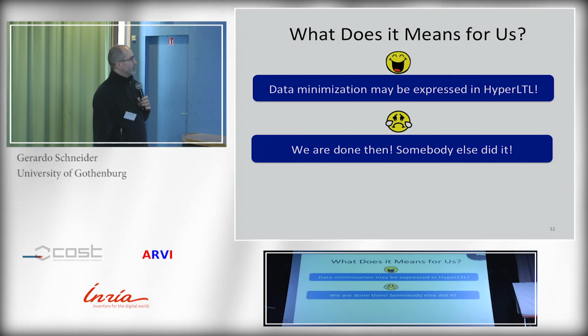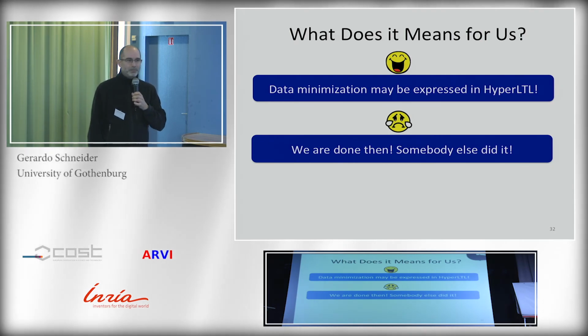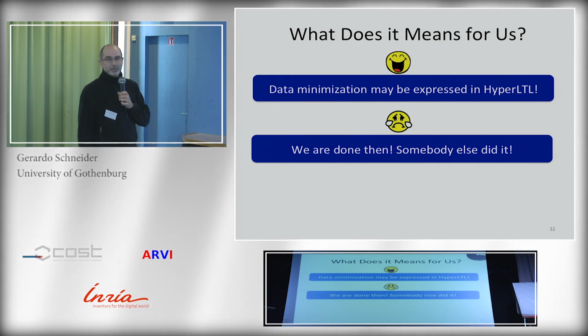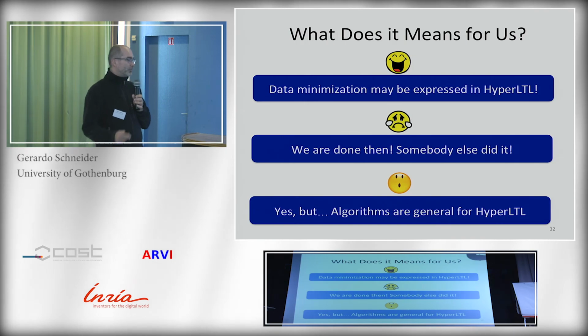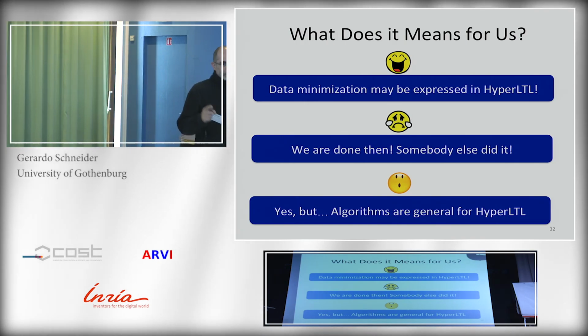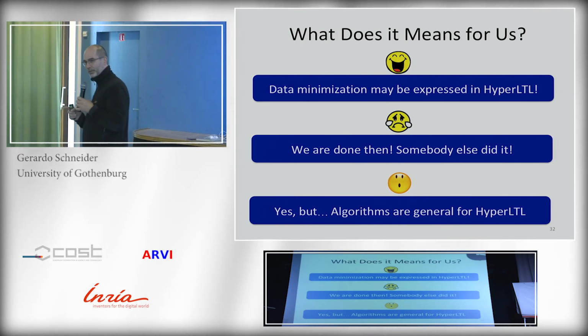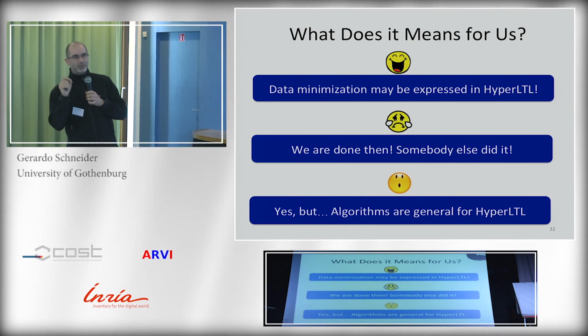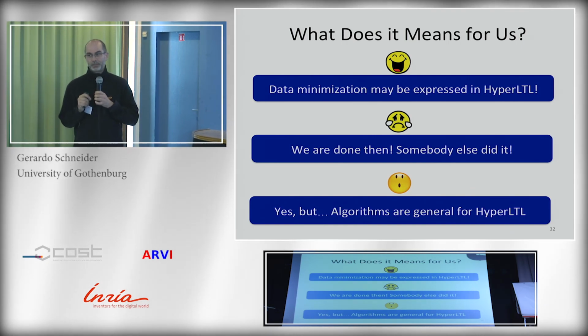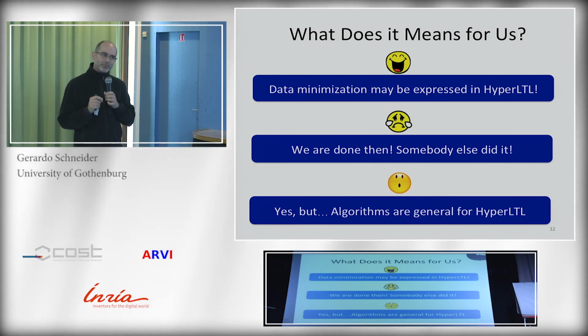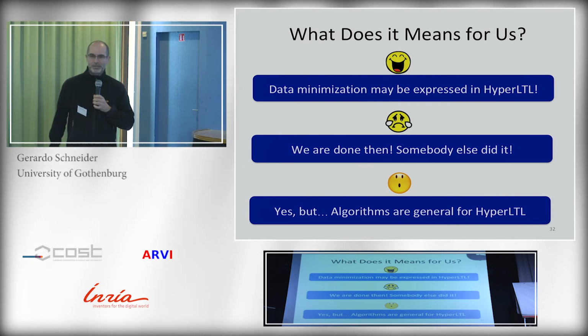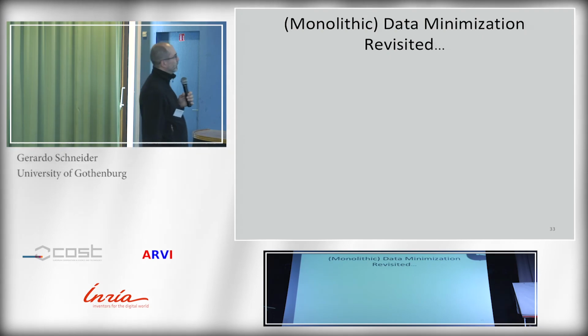But then we say, oh, all the weeks and months that we spent finding this very nice result, it's just a particular case of something that some other smarter people did. So, okay, what do we do? Well, but wait a moment. This is for the whole of HyperLTL. We're interested here in a very specific subset or fragment of the logic. So we got some hope. We said, well, maybe we can get something better. And this is what I will show here.